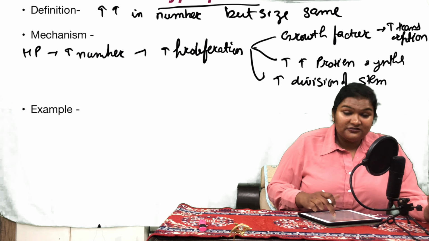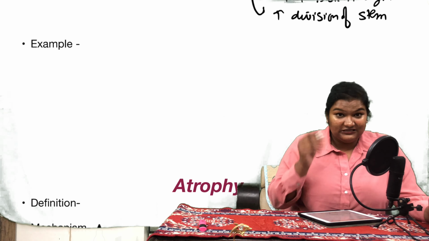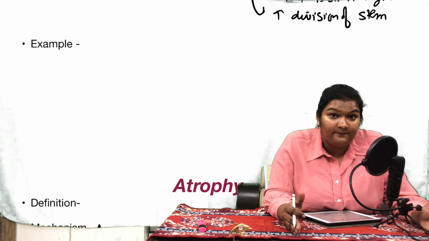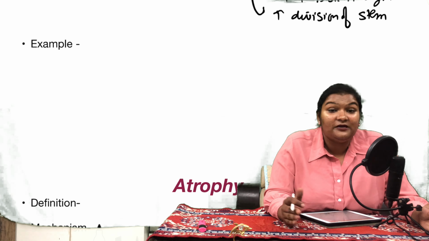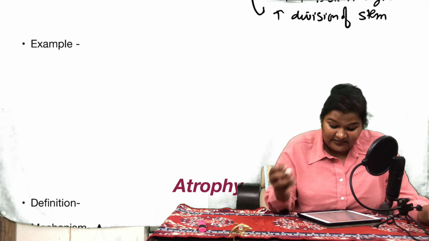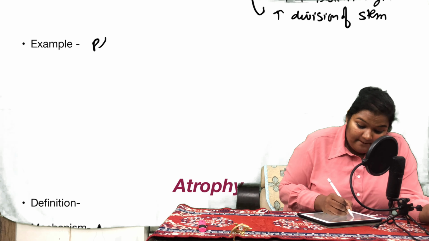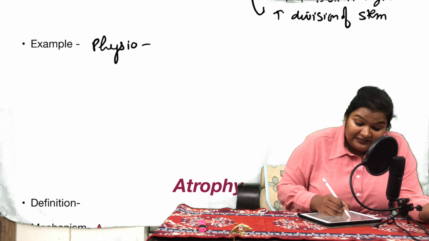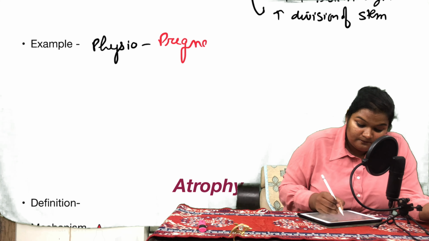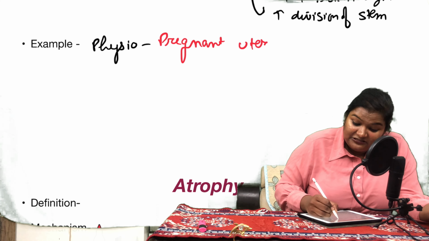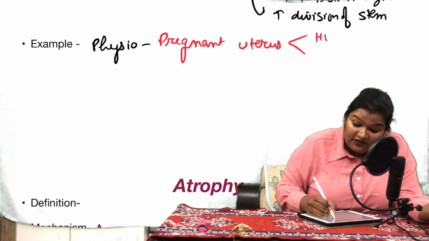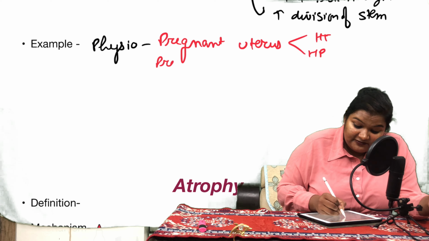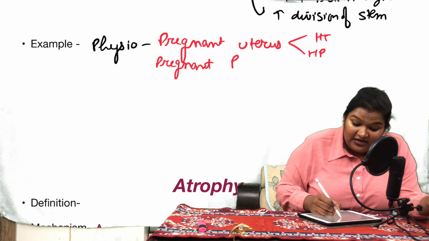So what are the examples of hyperplasia? Just like in the previous lecture I mentioned that every time we are going to deal with the examples, we are going to see a physiological example and then we are going to see the pathological example. So the physiological example of hyperplasia is, yes, in the last lecture only we saw, it is the pregnant uterus. Okay, this pregnant uterus is an example of hypertrophy and hyperplasia both together, right? Even the pregnant breast is an example of physiological hyperplasia.